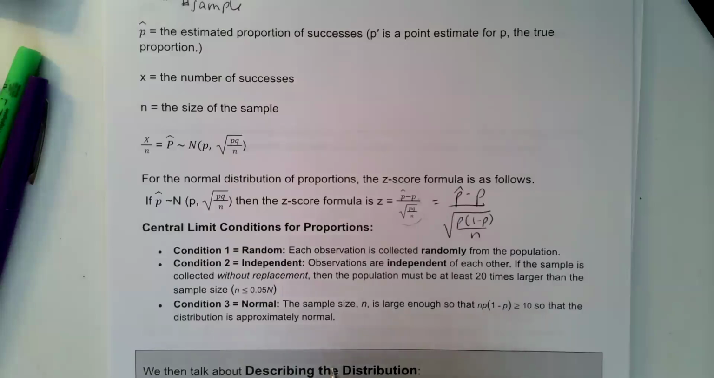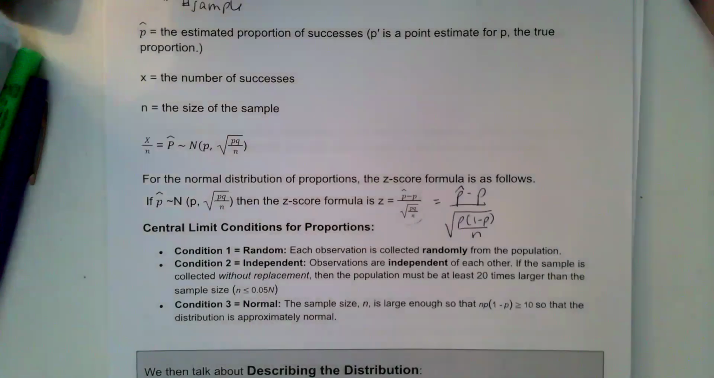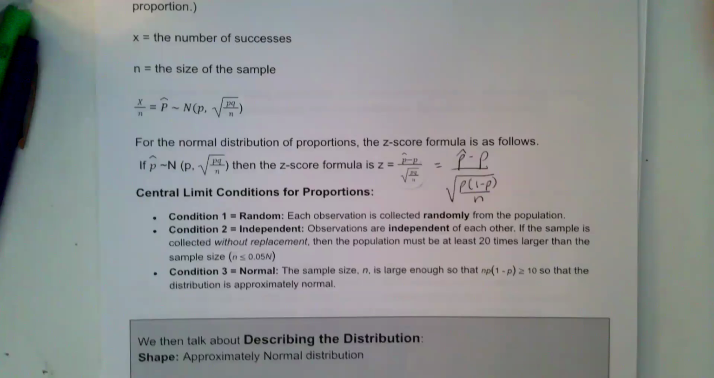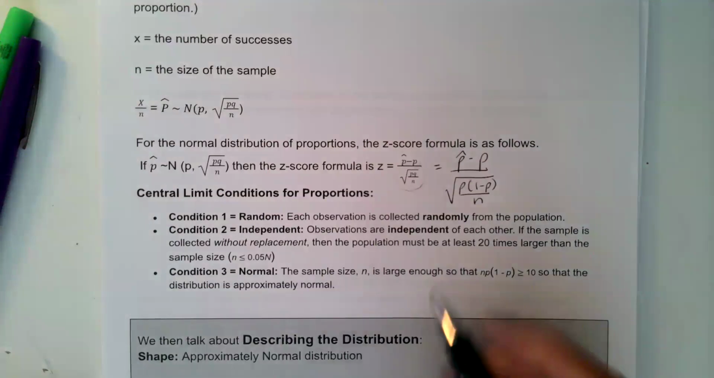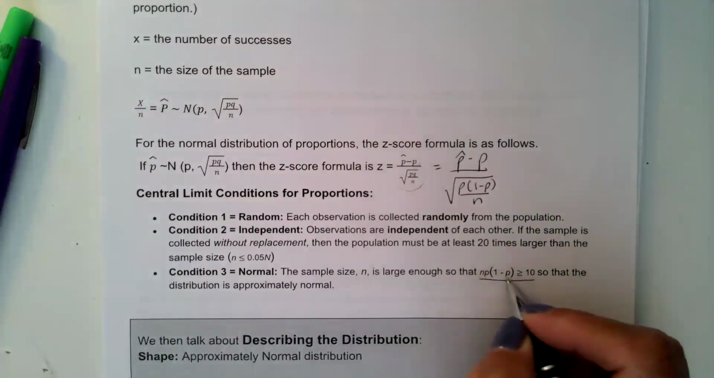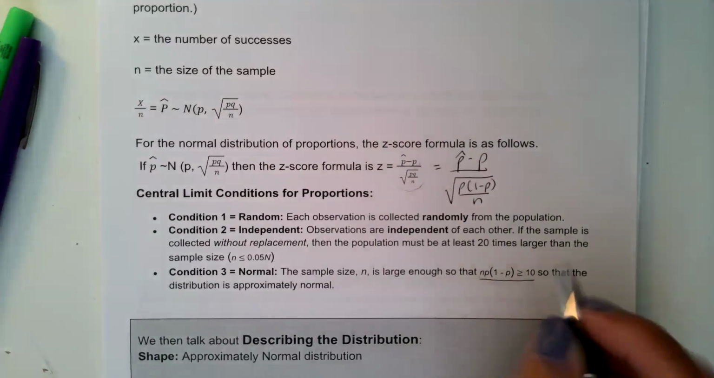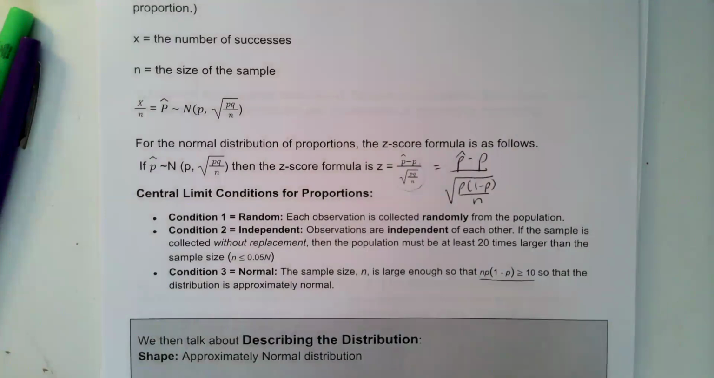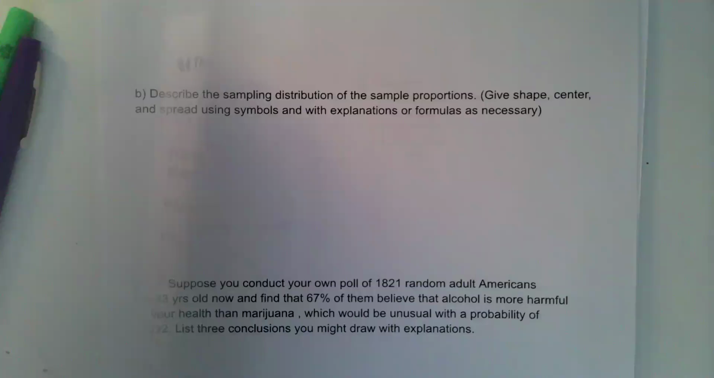And then condition 3 is our normality condition. And that says that the sample size has to be large enough. And so for proportions, we have to show this. This has to be true. N times P times 1 minus P has to be greater than or equal to 10. So let's go take a look at what that means.